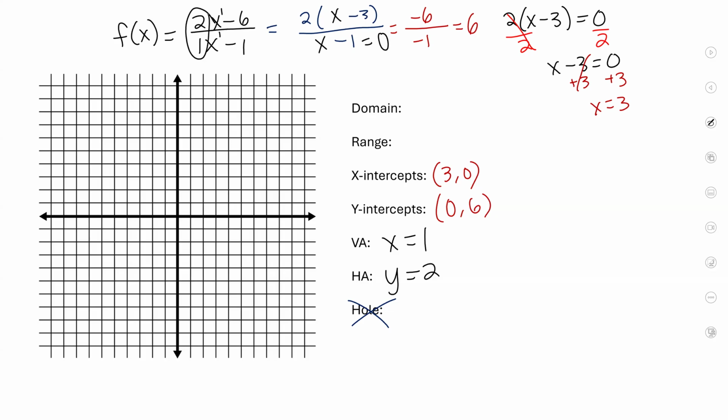Okay, so I'm going to plot all of these on my graph over here. The x-intercept is at 3, 0. That's right here. I have my y-intercept at 0, 6. That's right here. And my vertical asymptote, I'll do it with the highlighter so you can see it. Vertical asymptote is right here at x equals 1. Horizontal asymptote is at y equals 2.